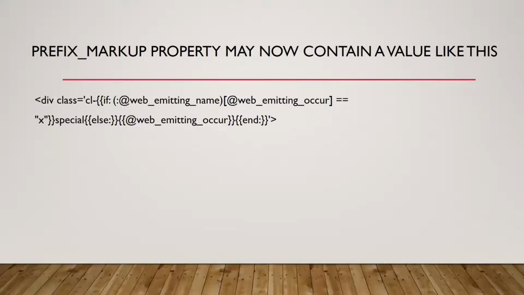Now coming to the prefix markup property, you may have the values like this. So in this example, I am using the widget's name and the widget's occurrence number, and these values will be replaced with the widget name and the widget occurrence number that will be generated.